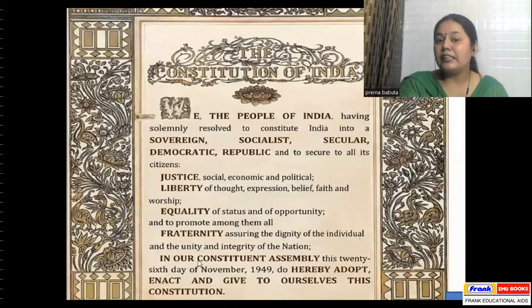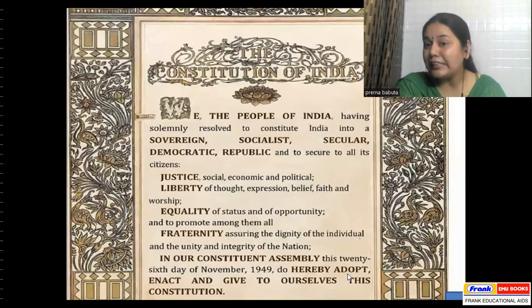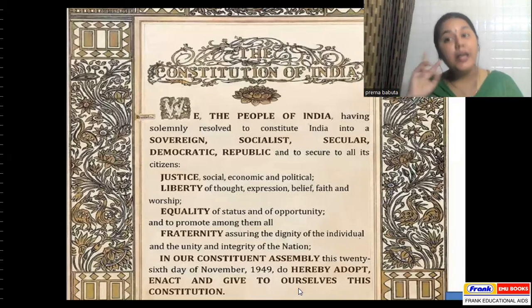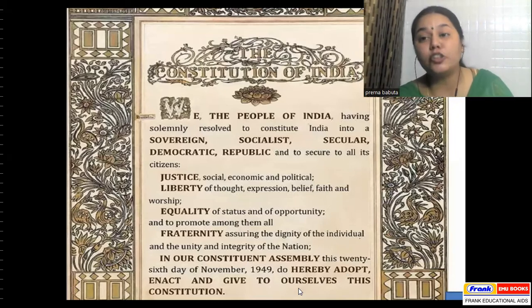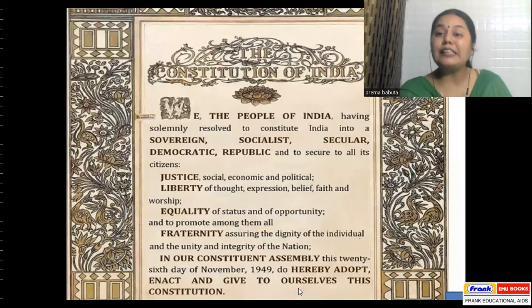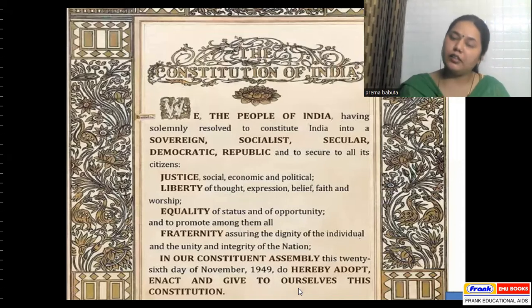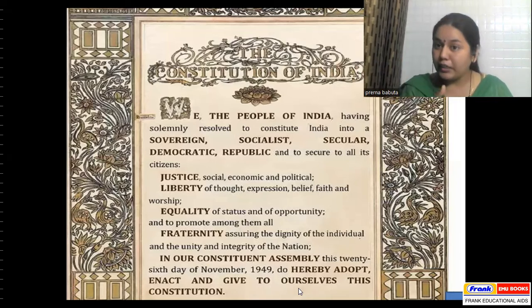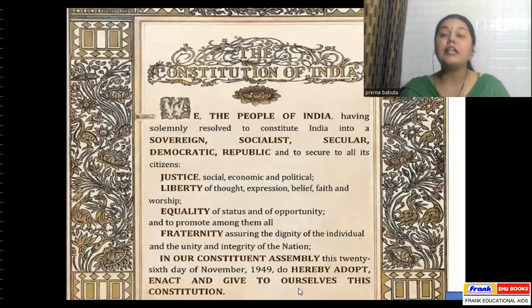See, it says that the Constituent Assembly on 26th November 1949 adopts this Constitution. But please don't get confused. It came into force on 26th January 1950. 26th November 1949 it was adopted, and 26th January 1950 it was enforced.